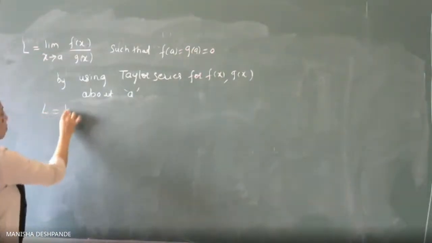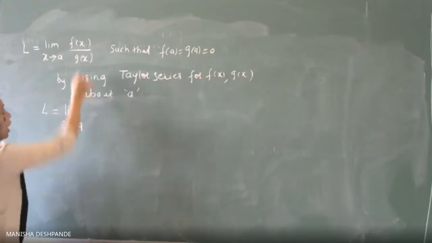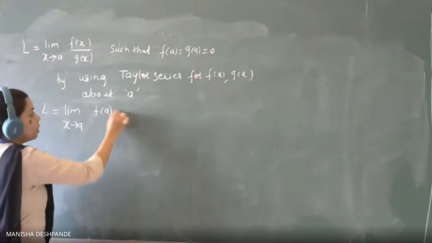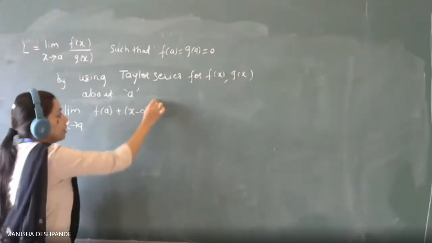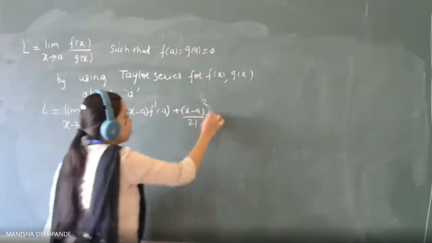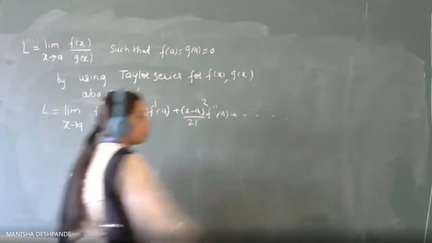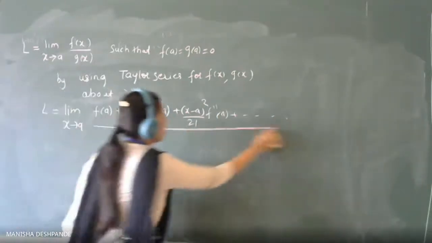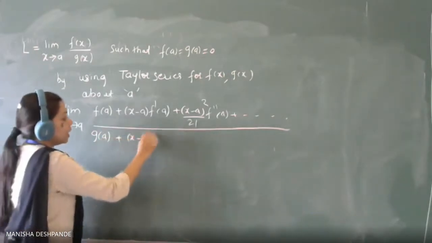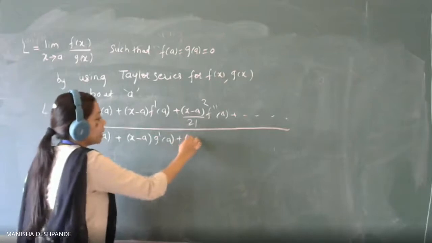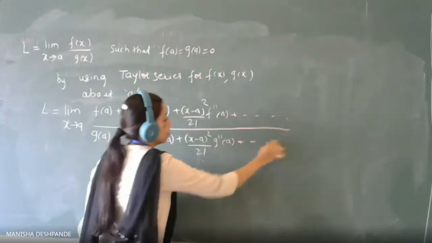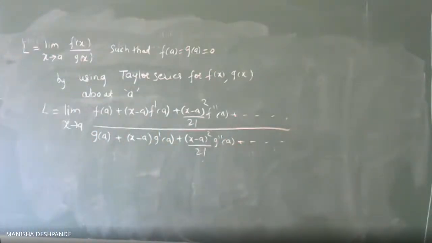Your L will become limit as x tends to a. The expansion of f of x by Taylor series about a will be f of a plus x minus a f dash of a plus x minus a square by 2 factorial f double dash of a plus and so on. Correct? This will be the numerator. What will be your denominator? g of a plus x minus a g dash of a plus x minus a square by 2 factorial g double dash of a plus and so on. Okay? Yes or no?